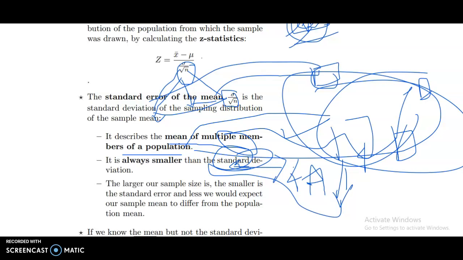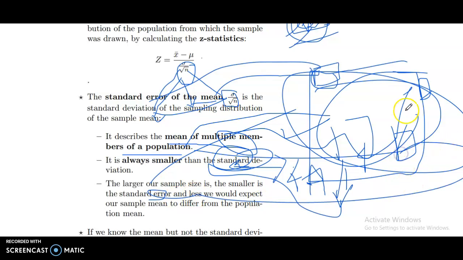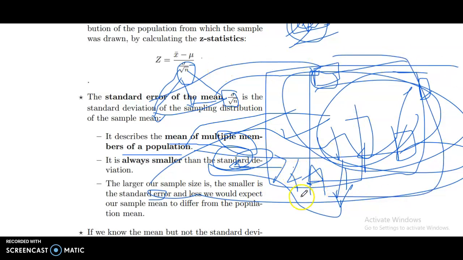The larger our sample size, the smaller the standard error. So the standard error is small, not big. The less we would expect our sample mean to differ from the population mean.